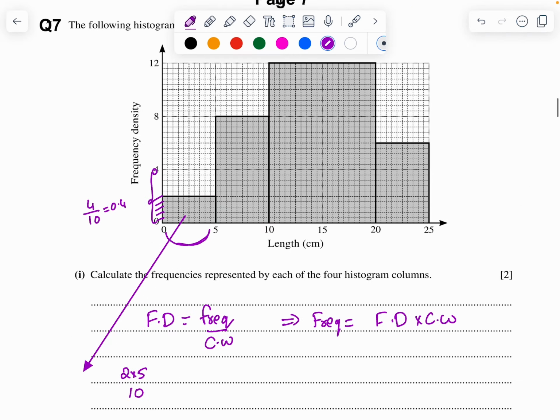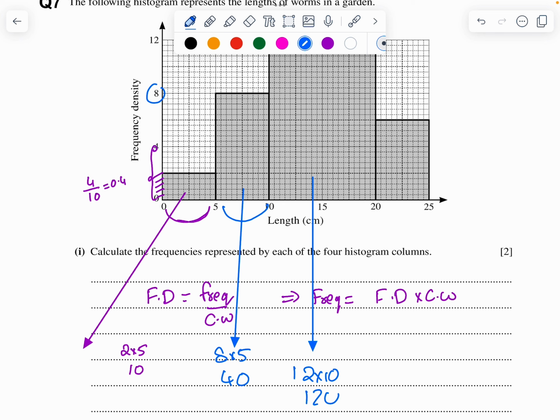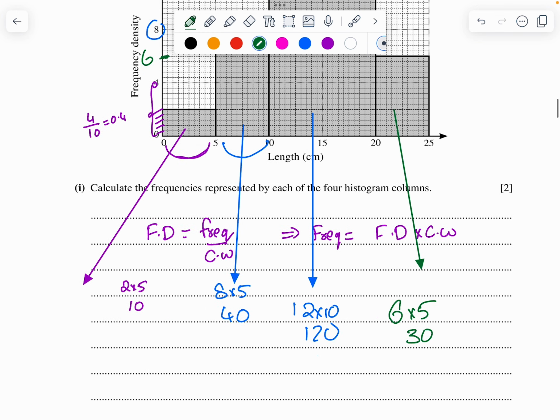Now for this one, this is 8, and the class width is 5. 8 times 5, which is 40. And for this one, it is 12. 12 times the class width of 10, so 120. And finally for this one, it is between 4 and 8, so it has to be 6. 6 times class width 5, which is 30.